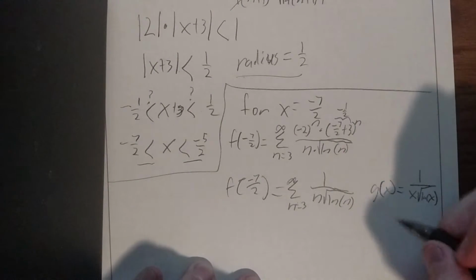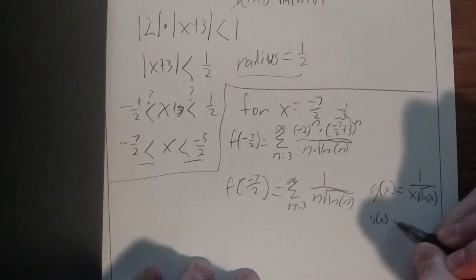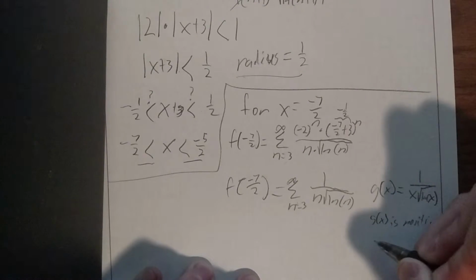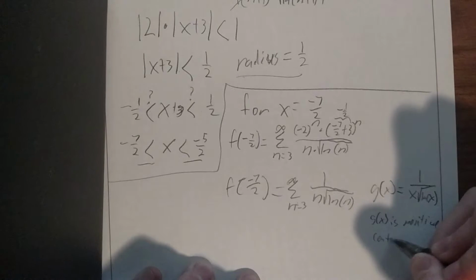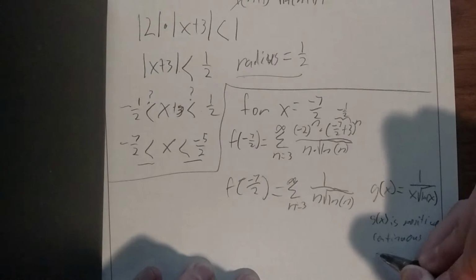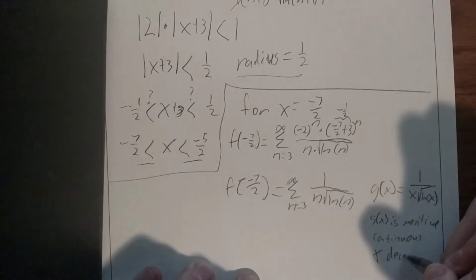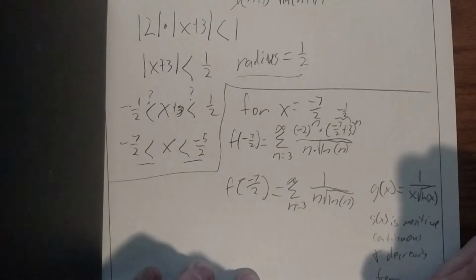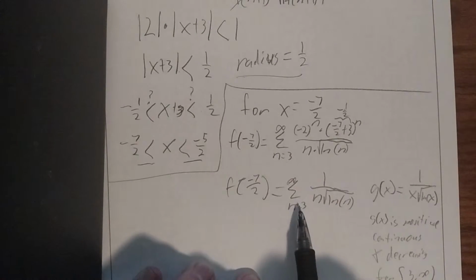With this, g of x is positive, continuous, and decreasing from 3 to infinity, which is our interval here.